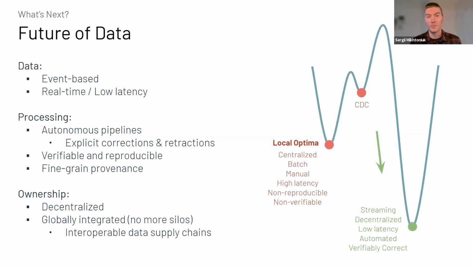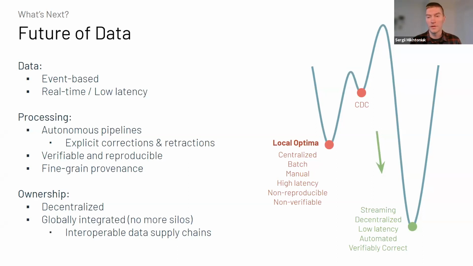The more complex our data pipelines get, the more important it's going to be for us to understand where every single bit of information came from. So this is where provenance comes in. We need to be sure that the data we're looking at can actually be trusted. The ownership of data is a huge deal. So data is going to remain, and actually probably become, more decentralized, but data needs to be globally integrated. We want data from different sides of the economy to be joined together and processed together. So we're going to be building more interoperable data supply chains.